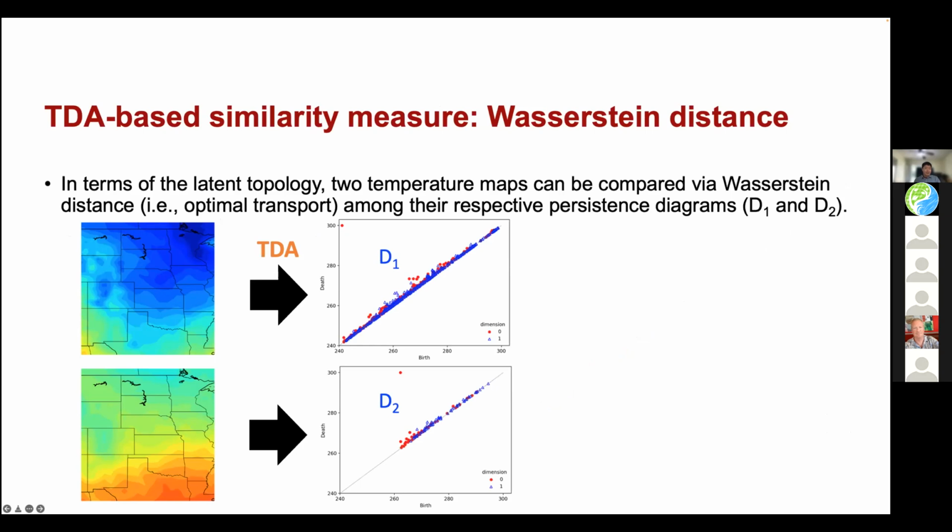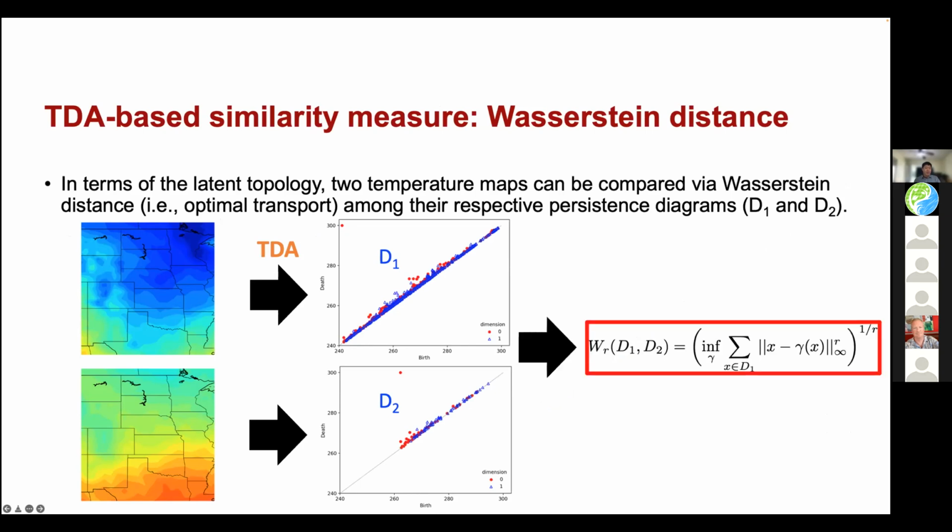And we get the persistent diagram from each map. Then if we have a persistent diagram, we can calculate the difference between two persistent diagrams. And we use the Wasserstein distance here to measure the difference between two persistent diagrams. And later in my talk, I will show the Wasserstein distance represents difference in spatial patterns and can complement the conventional metrics such as bias and root mean square deviation.